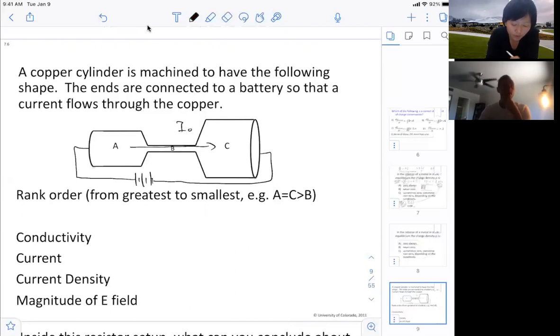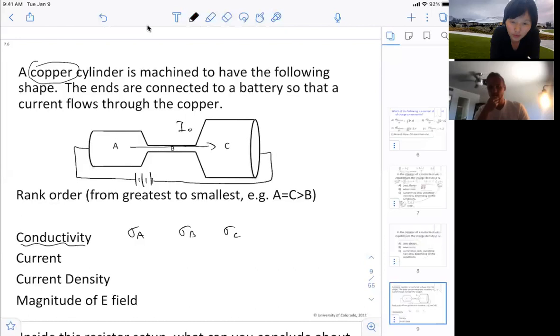Rank the order from greatest to smallest. First one, we will rank the conductivity. How do we rank the conductivity? Sigma A, sigma B, and sigma C. How do they compare? I would say sigma C would be greater than sigma B, which is greater than sigma A.